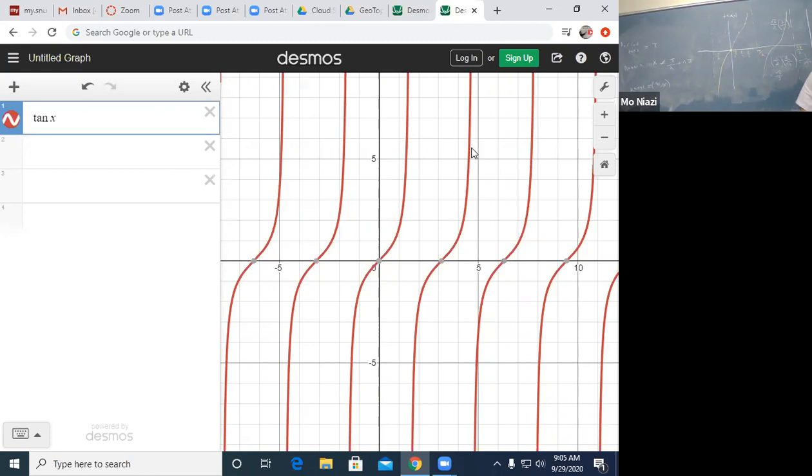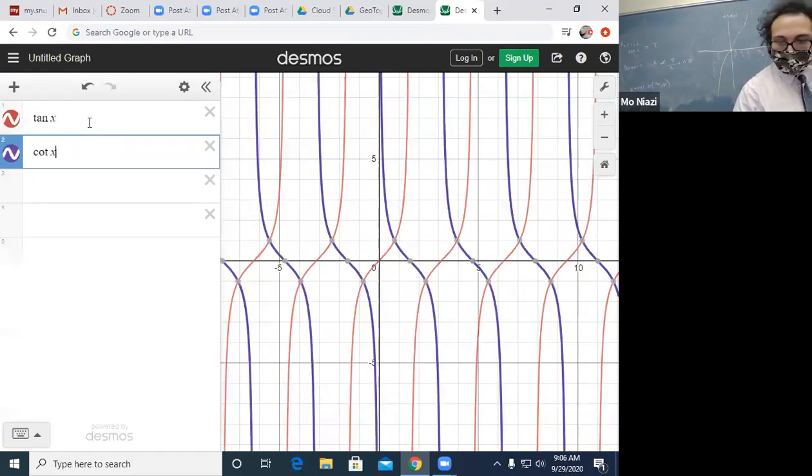Now, without further ado, why does cotangent look like this?